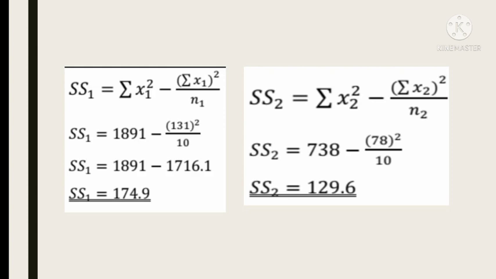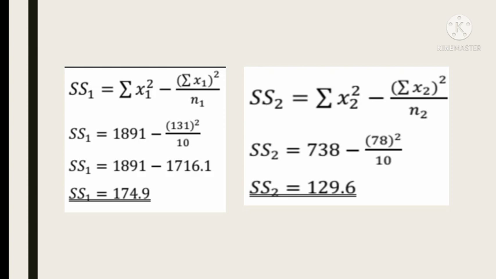174.9. Now let's proceed to the SS sub 2, or the sum of squares of group 2, which equals the summation of x squared sub 2 minus the summation of x sub 2 squared all over n sub 2. So we're going to get the summation of x squared sub 2 first, and in the table it is 738, and we're going to minus 78 squared all over the sample size 10. Computing all of it, we're going to have the SS sub 2, the sum of squares of group 2, which equals 129.6.